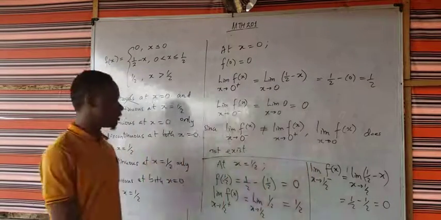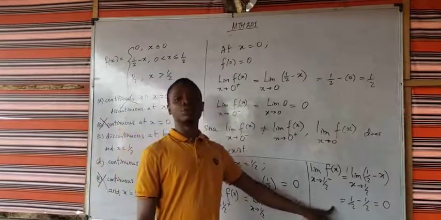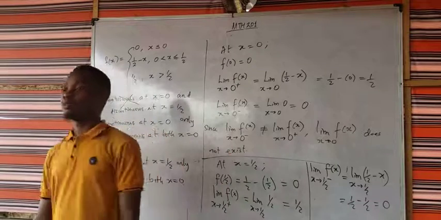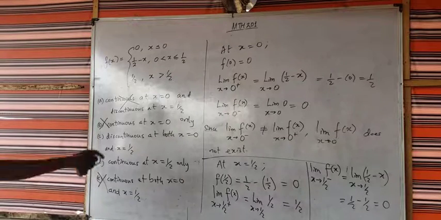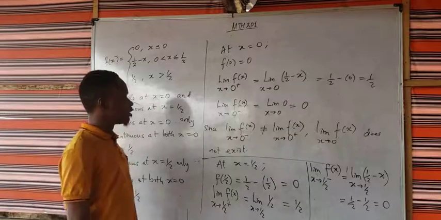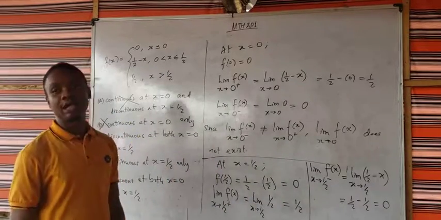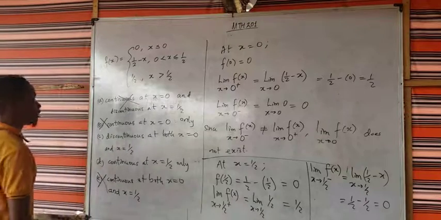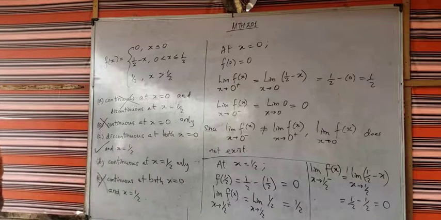So what would you say about that? Limit from above is not equal to limit from below. That means the function is not continuous, because the limit does not exist. But just like at x equal to 0, it is also left continuous in this case, at x equal to 1 over 2. So what's our answer now? C. Not continuous at both x equal to 0 and x equal to 1 over 2.